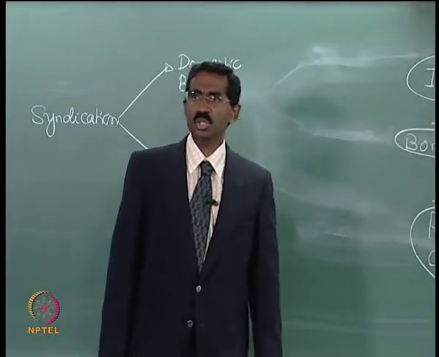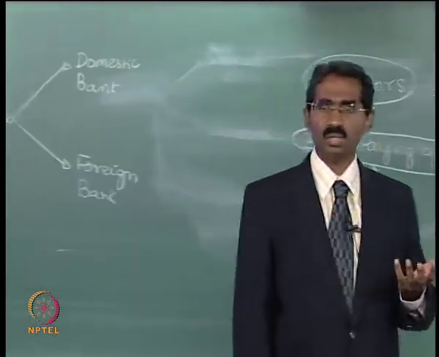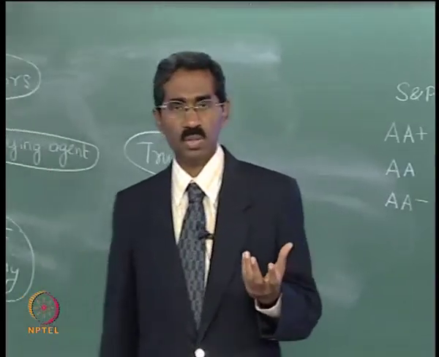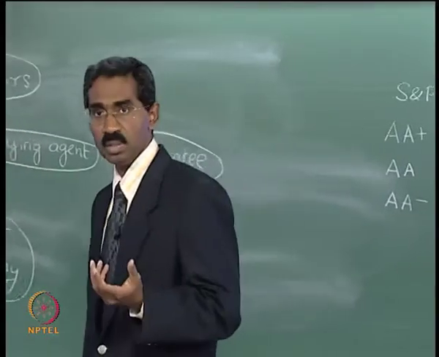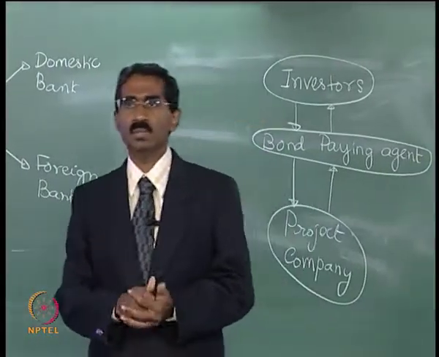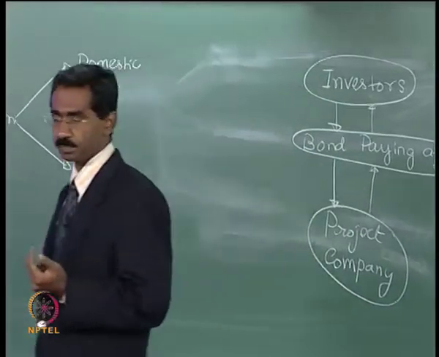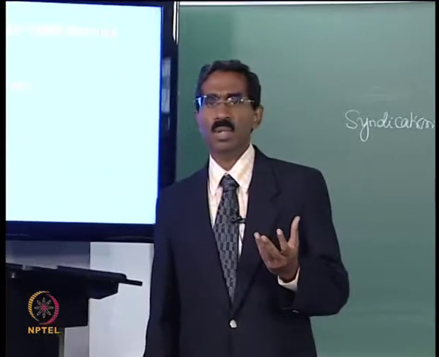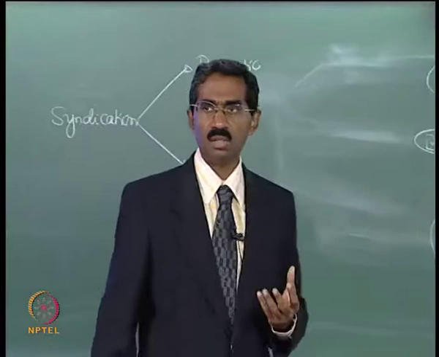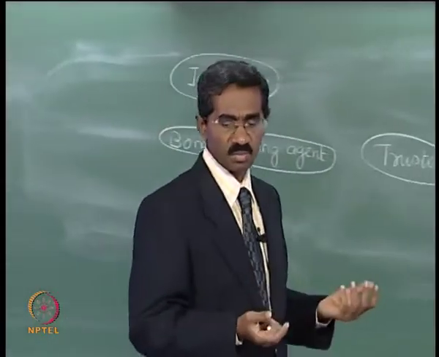Then the third is the choice of project bond book runner. The role of the project bond book runner is very similar to that of a lead or an arranger in the syndicated loan. The project bond book runner is responsible for ensuring that the bond is marketed to different investors. He is responsible for ensuring that the entire capital as envisaged is raised from different investors and so on.